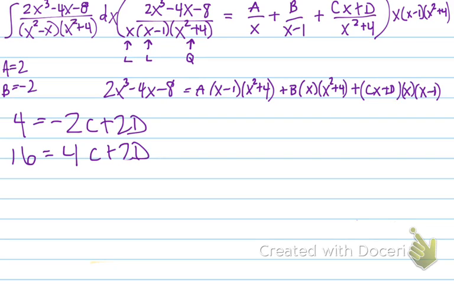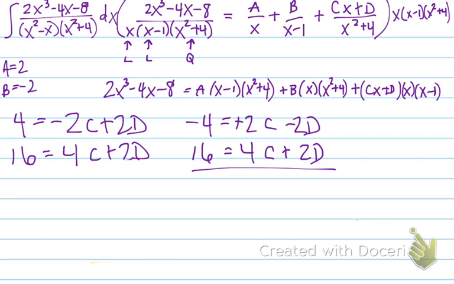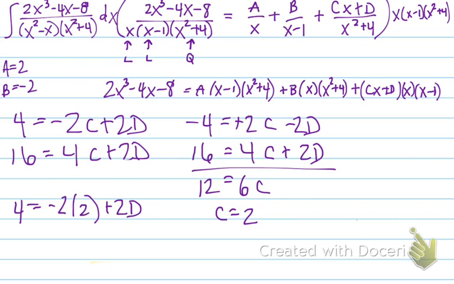All right, so using elimination, I can eliminate the two d's by just multiplying the top equation by negative 1. So I have negative 4 equals positive 2c minus 2d. And then on the bottom one, I have 16 equals 4c plus 2d. My 2d's cancel, so I get 16 minus 4, which is 12, equals 6c. So c equals 2. And then if I just plug that back into one of my other equations, I get 4 equals negative 2 times 2 plus 2d. So that would be 4 equals negative 4. Add 4 to both sides, you get 8 equals 2d, which means that d equals 4. So now I know what a, b, c, and d are.